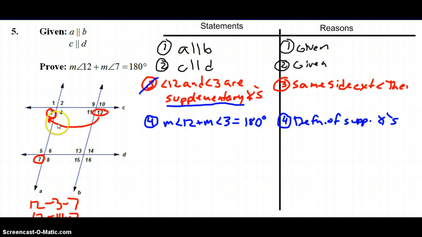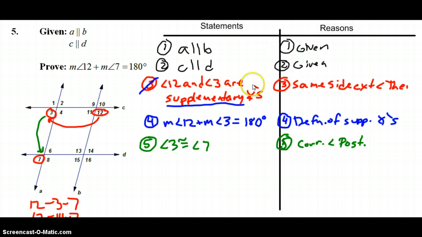Now I need to make a connection between angle 3 and angle 7. We know that angle 3 and angle 7 are corresponding angles, and line C and line D are parallel, so I can make the conclusion that angle 3 is congruent to angle 7 by the corresponding angle postulate.